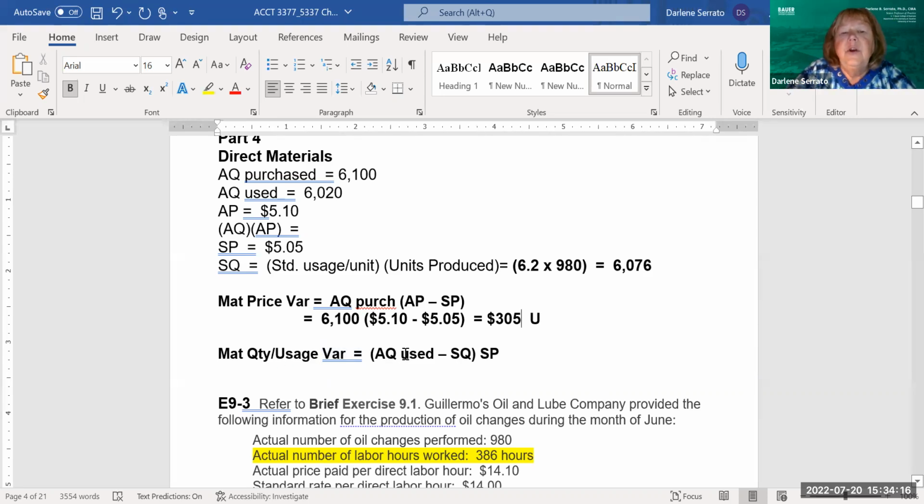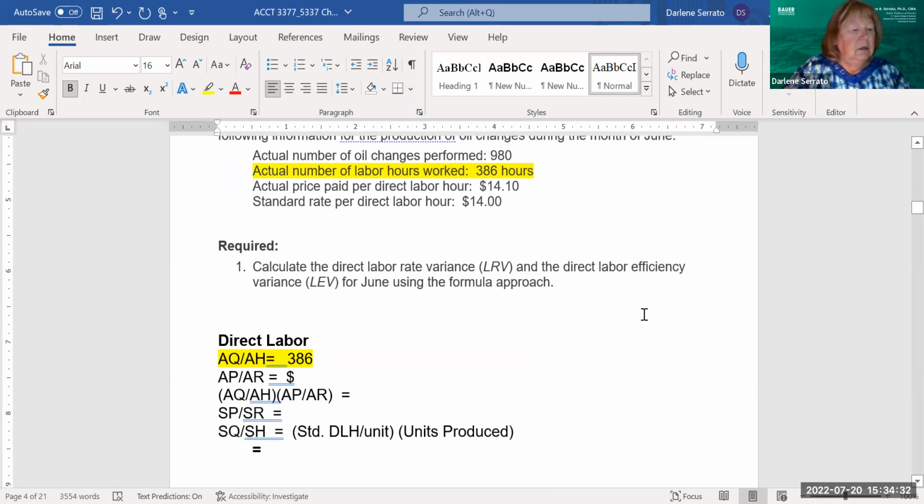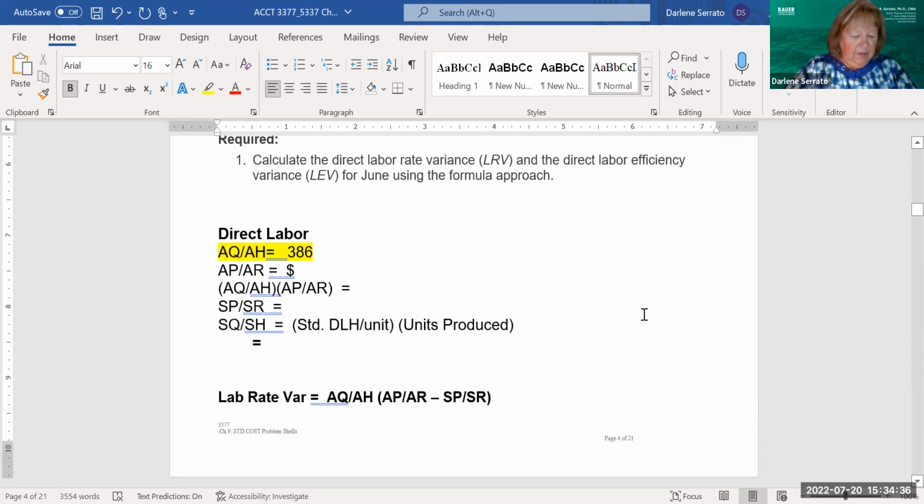The usage variance will not change because it's based on AQ used always. So the only one that's going to change is the AQ purchased. Okay. Then next one, we're going to be doing the same thing, but this time with labor.